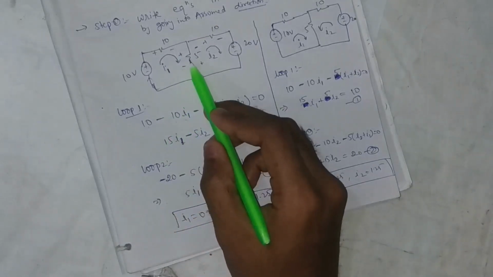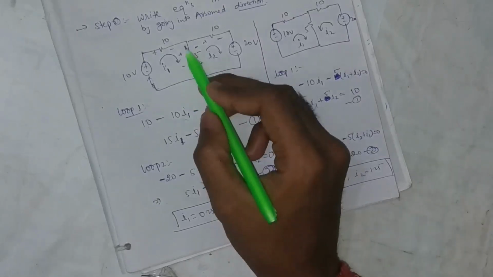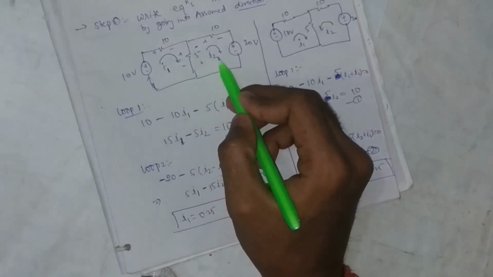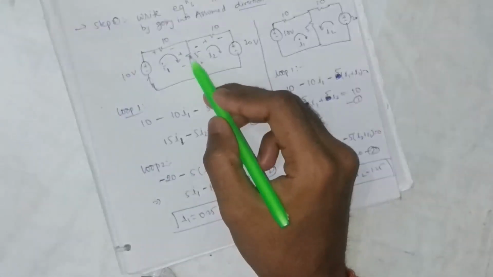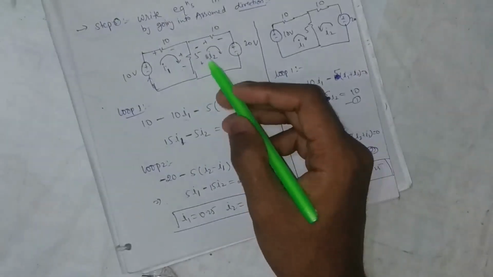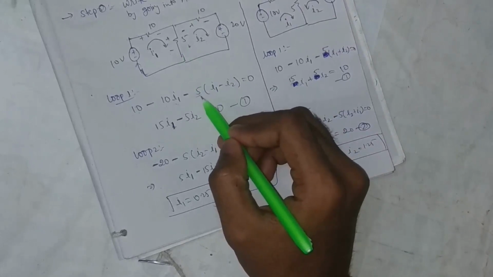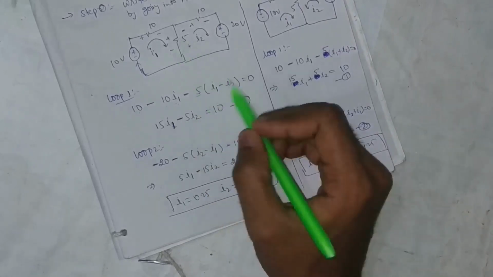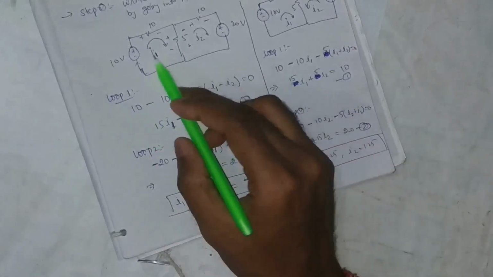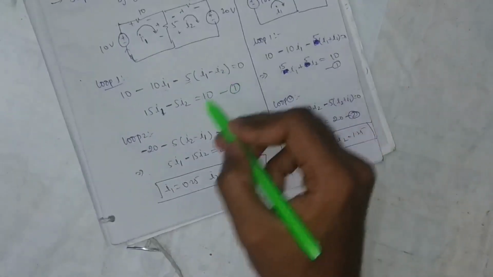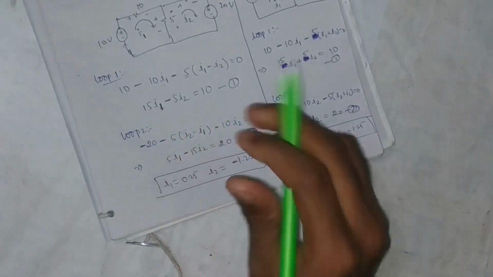Then when current enters the 5 ohm resistance, we can see that two currents are flowing. One current is from upside to down and the other is from down to upside. So the difference of currents flows in the 5 ohm resistance. The drop will be 5 ohm, which is the resistance value, times the current flowing through it, which is I1 minus I2. This is the whole equation of the first loop. After simplifying, I can write 15 I1 minus 5 I2 equals 10.